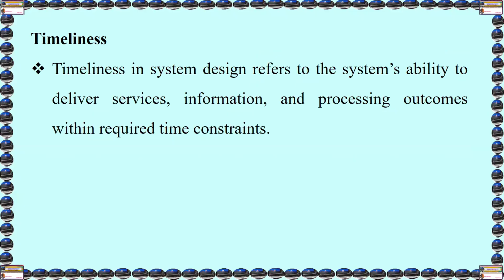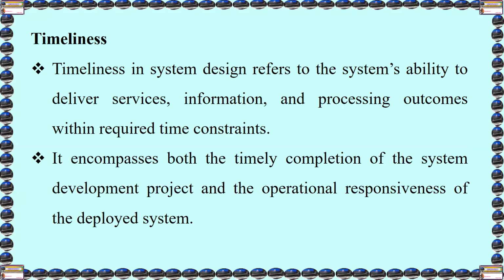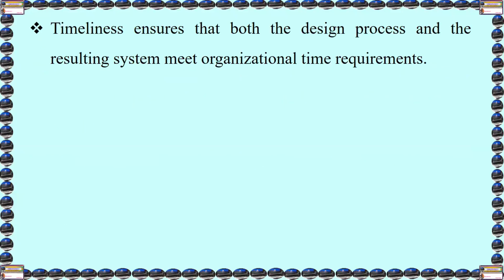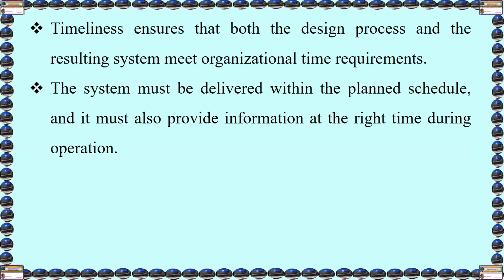Let's now look at timeliness. Timeliness in system design refers to the system's ability to deliver services, information, and processing outcomes within required time constraints. It encompasses both the timely completion of the system development project and the operational responsiveness of the deployed system. Timeliness ensures that both the design process and the resulting system meet organizational time requirements.